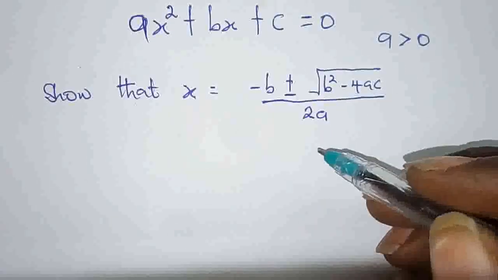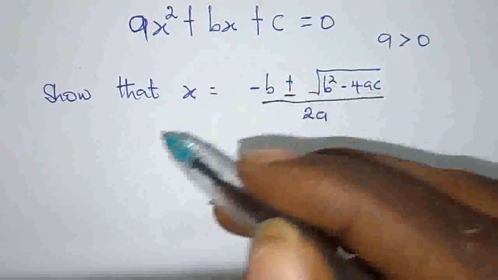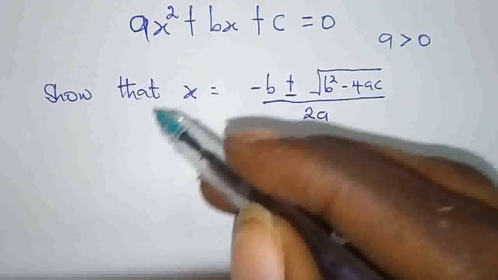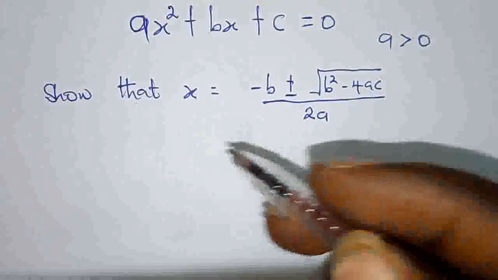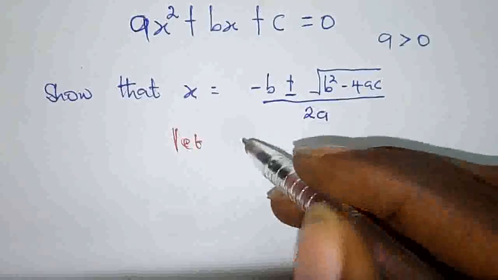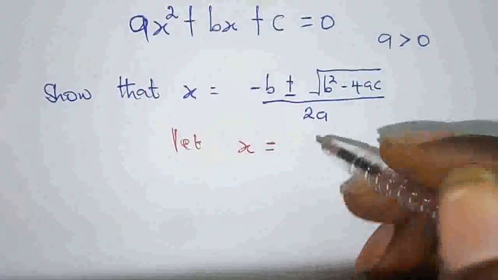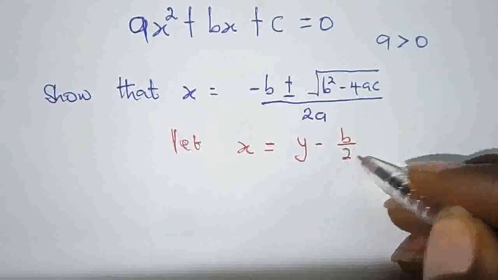Now let me go ahead and make the following substitution. Remember that this is a quadratic equation. This is the general form of any quadratic equation. So I will say, let x equal y minus b all over 2a.